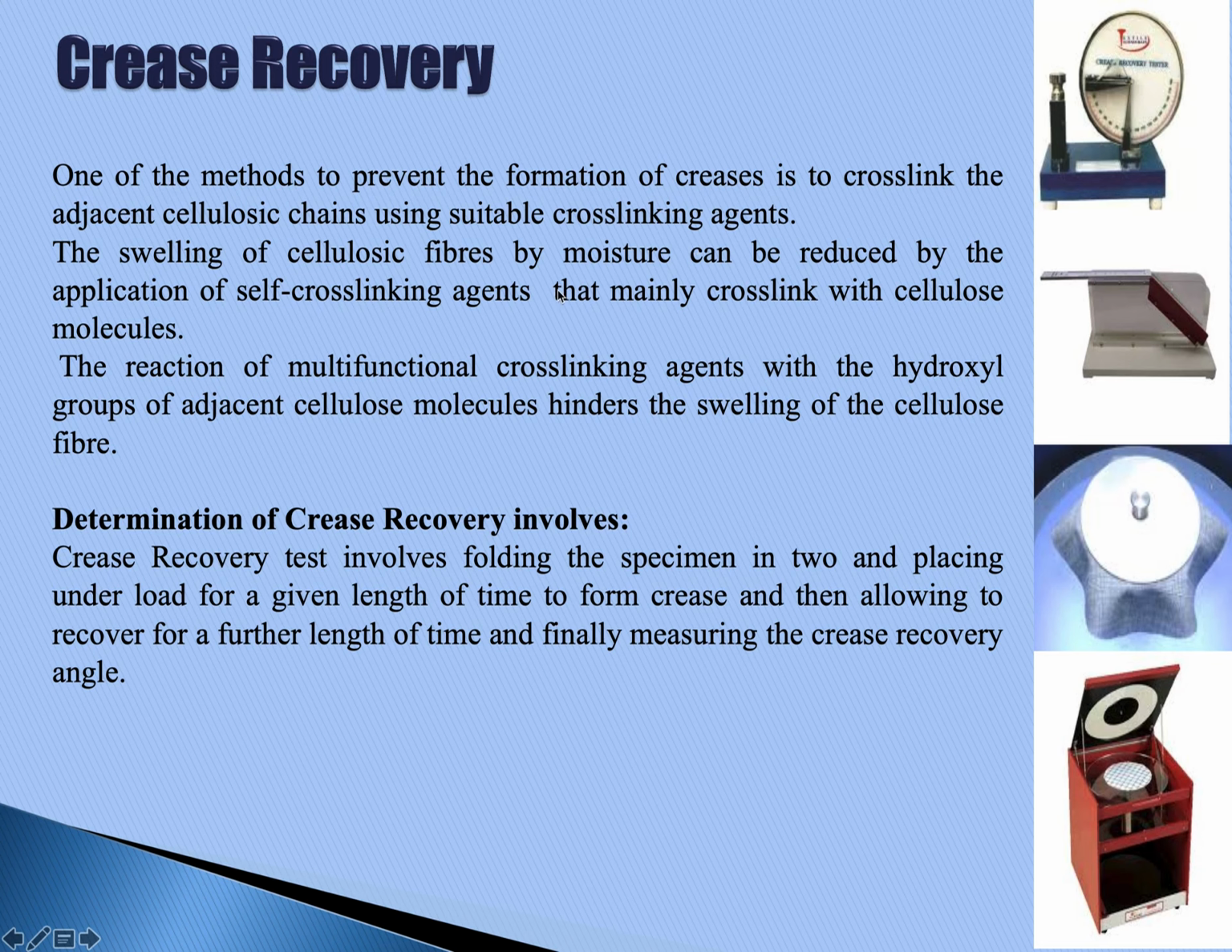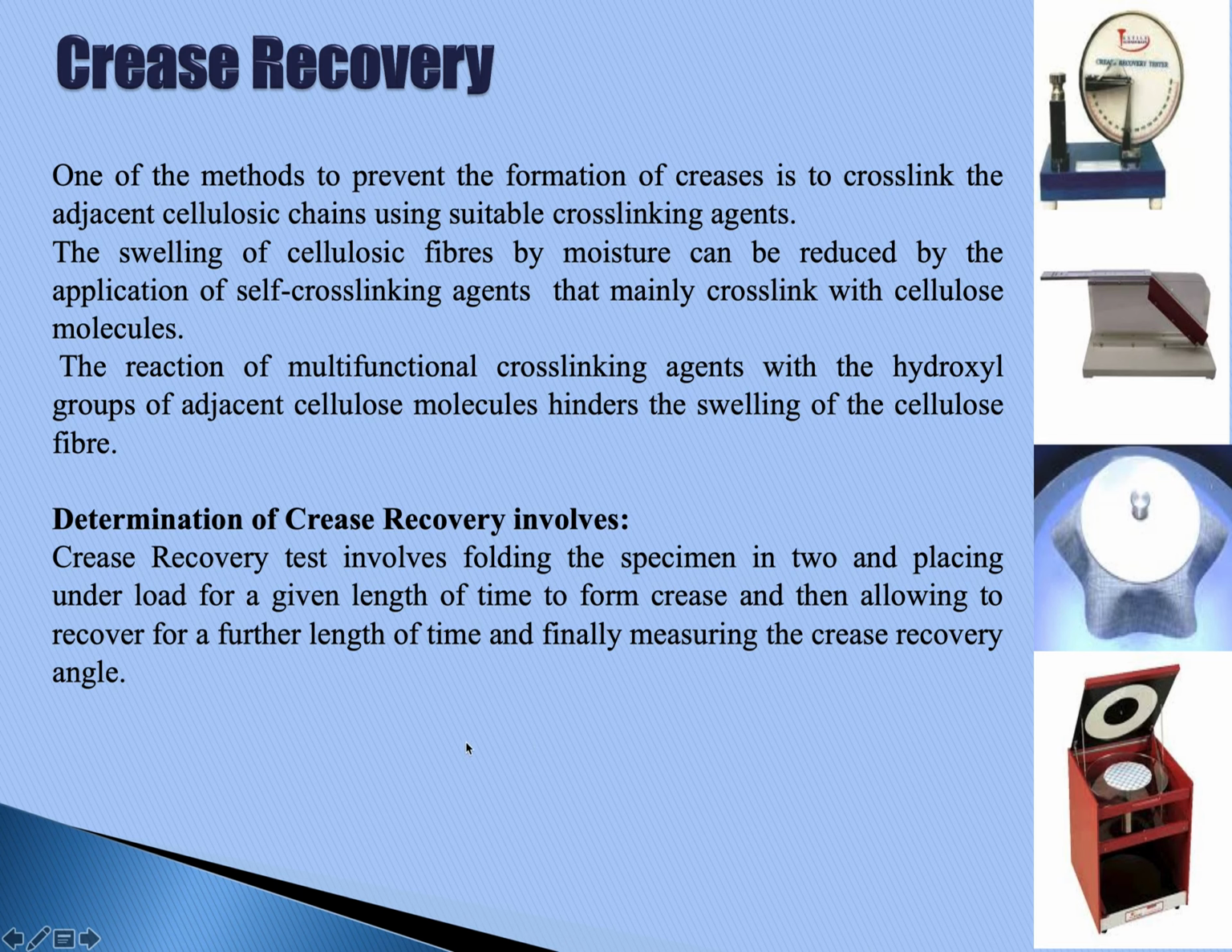The swelling of cellulosic fiber by moisture can be reduced by the application of self-cross-linking agents that mainly cross-link with cellulose molecules. As a result, the swelling of cellulosic fiber by absorption of water molecules can be avoided in such a case, and this is the purpose of using such durable press finishes to make the fabric crease resistant. Even in case of cotton, it can be made more crease resistant, or recovery to creasing can be increased by the introduction of such cross-linking agents or by application of surface finishes on such fabrics.